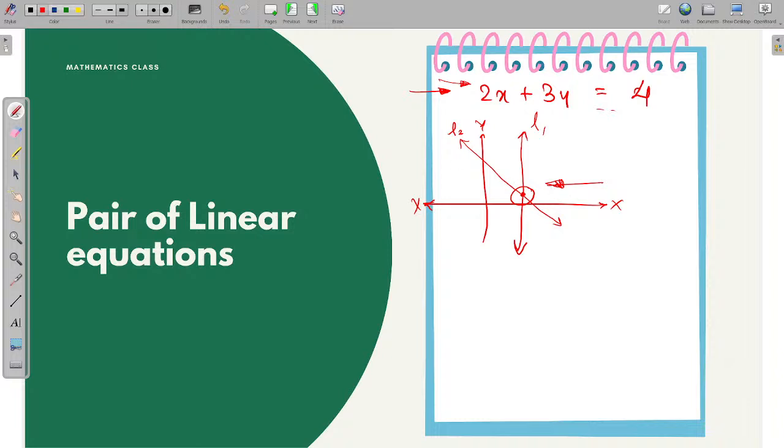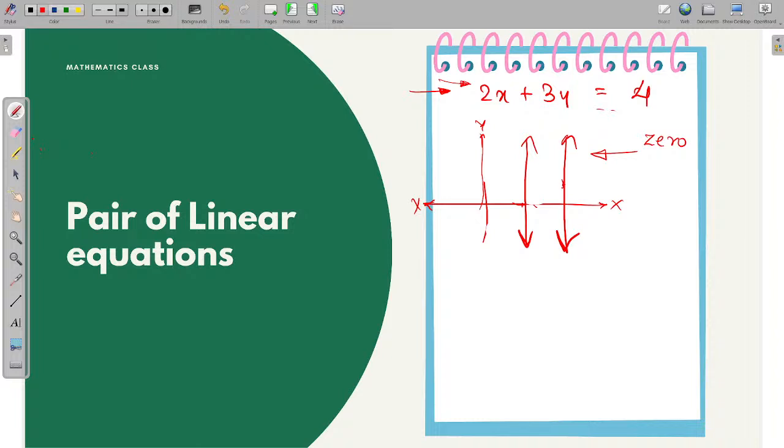But what if I change the lines? Let's try that. I'll change L1 and L2 in this way. Now tell me how many common solutions they have. Can you guess it? Think about it. How many common points do they have? Correct, they have 0 common points. That means basically they are parallel lines, right? Only parallel lines don't have any common solution.